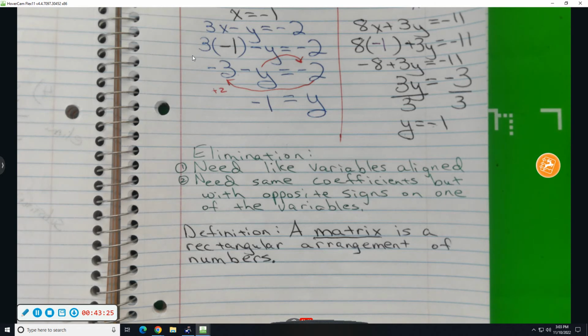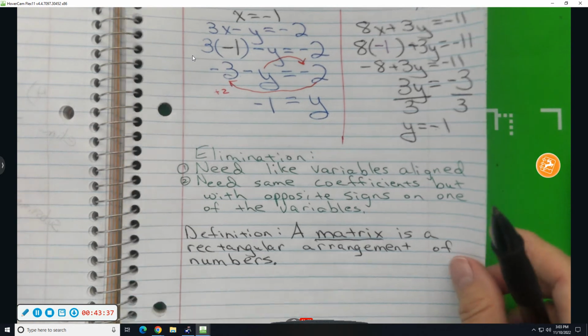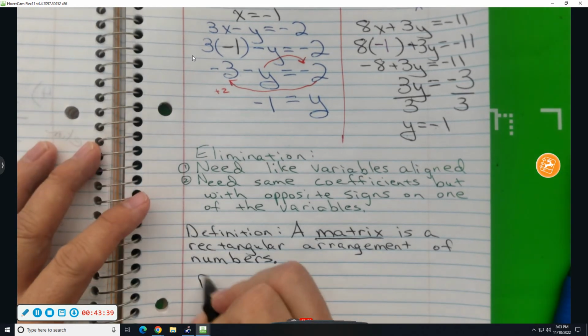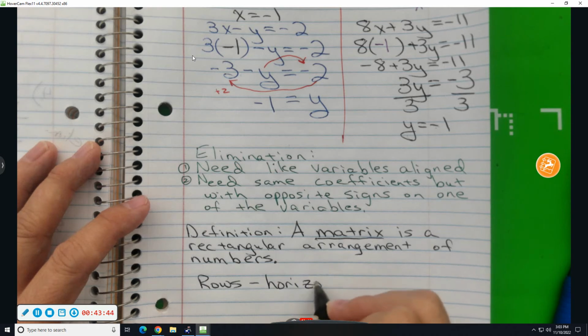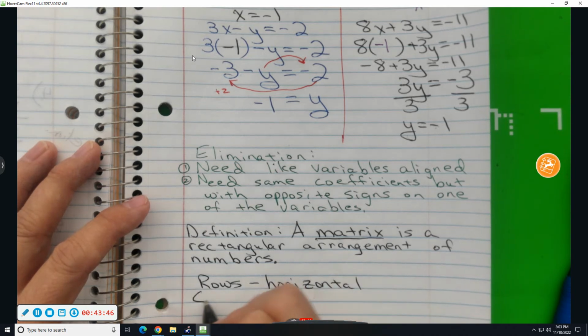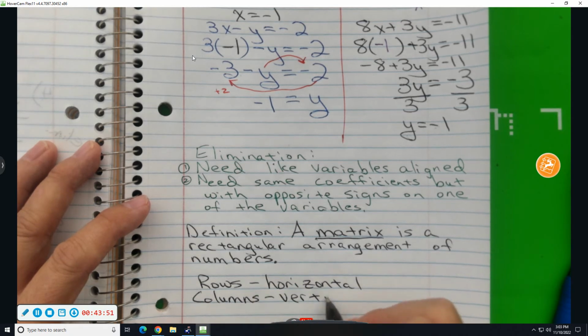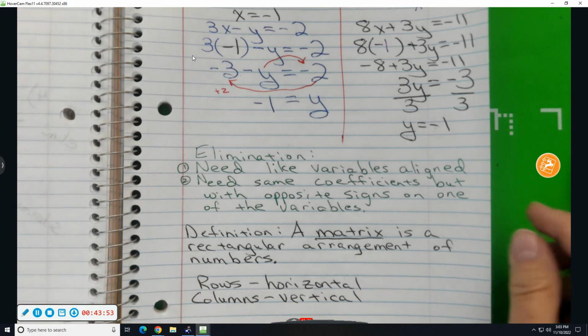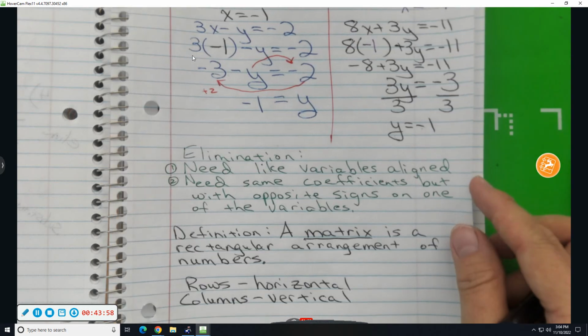When you have these numbers arranged in a rectangular arrangement, there's going to be rows, which are horizontal, and columns, which are vertical. So why don't you write rows horizontal, columns vertical? That's a good idea, because I'm going to show them how to punch this into the calculator. Horizontal. And you're going to need that. And columns vertical. Let's talk about the size of a matrix also while we're talking about rows and columns.